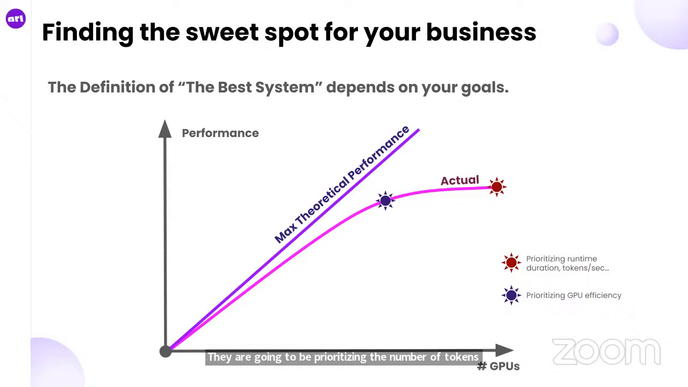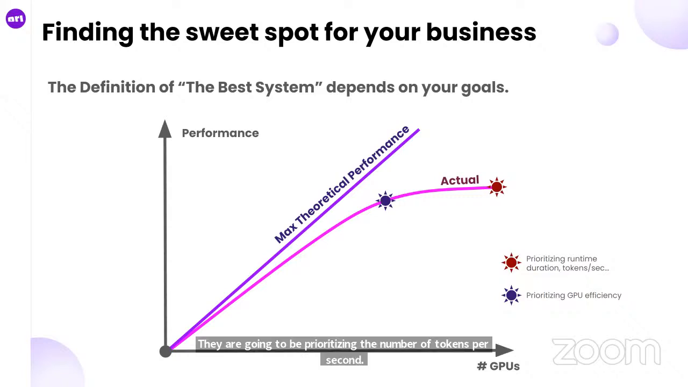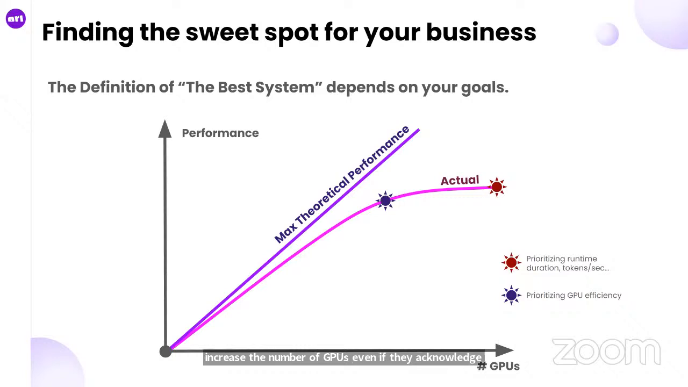And in this particular case, they will seek to increase the number of GPUs, even if they acknowledge that the GPU utilization is not going to be the best, and it's not going to be super fantastic, because their priority is really to get things done quickly.